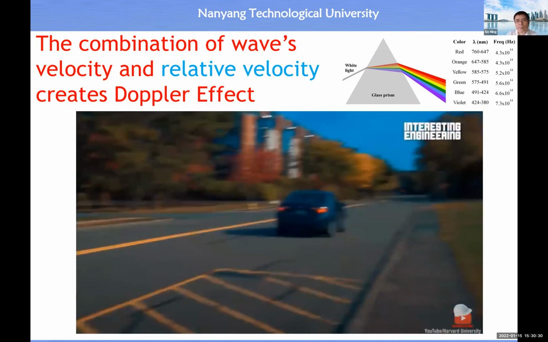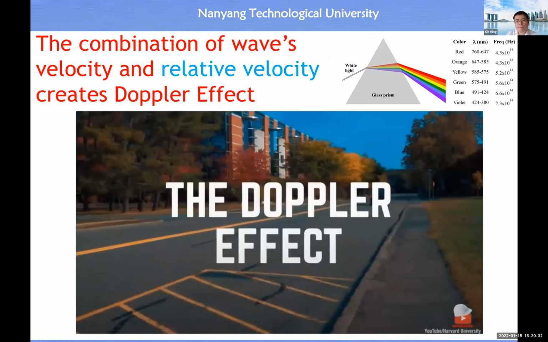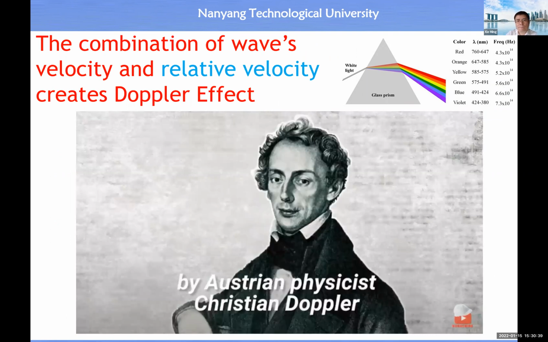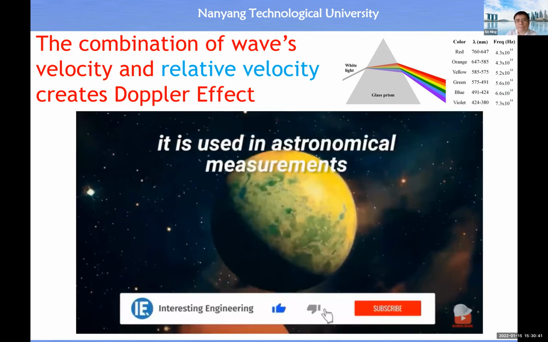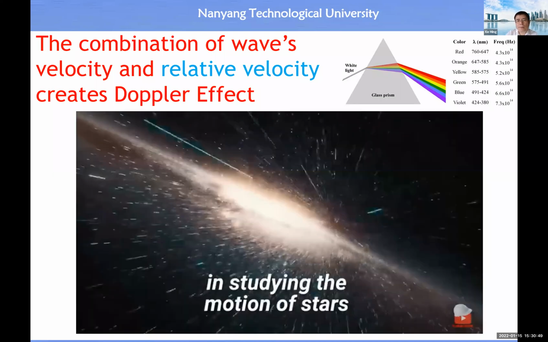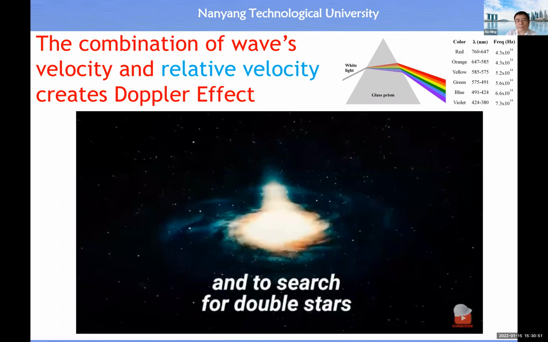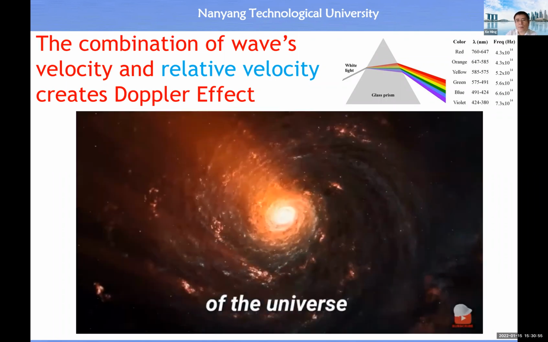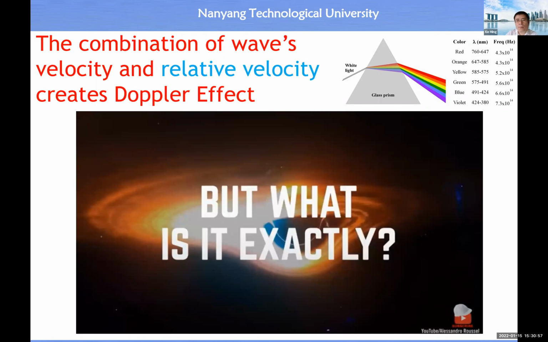The Doppler effect was first described in 1842 by Austrian physicist Christian Doppler. Today it is used in astronomical measurements, in Mossbauer effect studies, in radar, in modern navigation, in studying the motion of stars, and to search for double stars. It is also an integral part of modern theories of the universe. But what is it exactly? Perhaps it is best explained by an example.